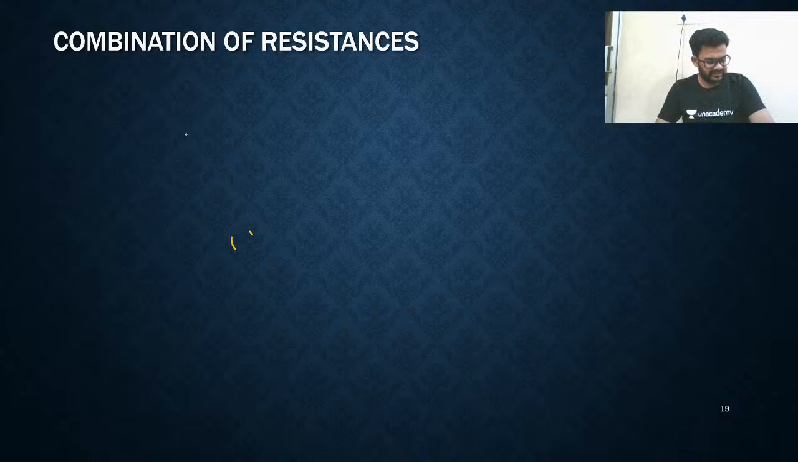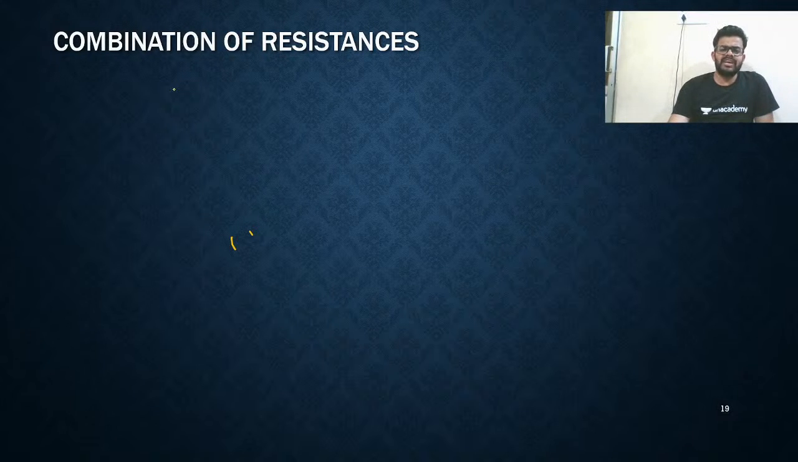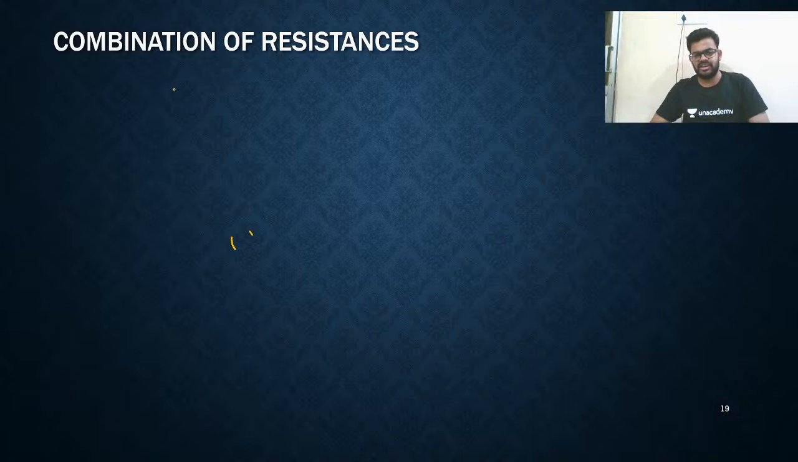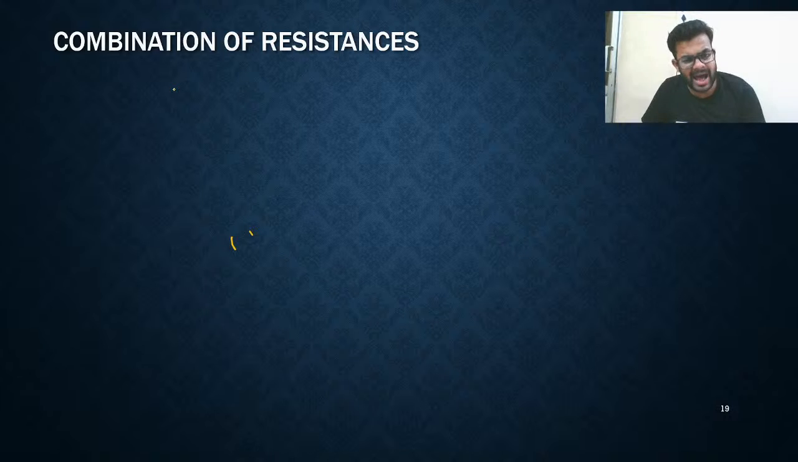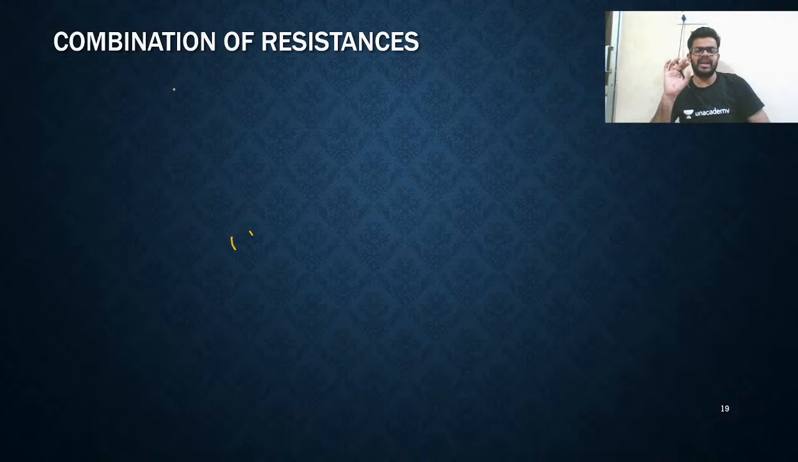Yes, my dear friend, we are solving a combination of resistances. I am saying how the resistances are added in the circuit. Based on that, in a particular branch of a circuit, we will consider a single resistance. That is called equivalent resistance.